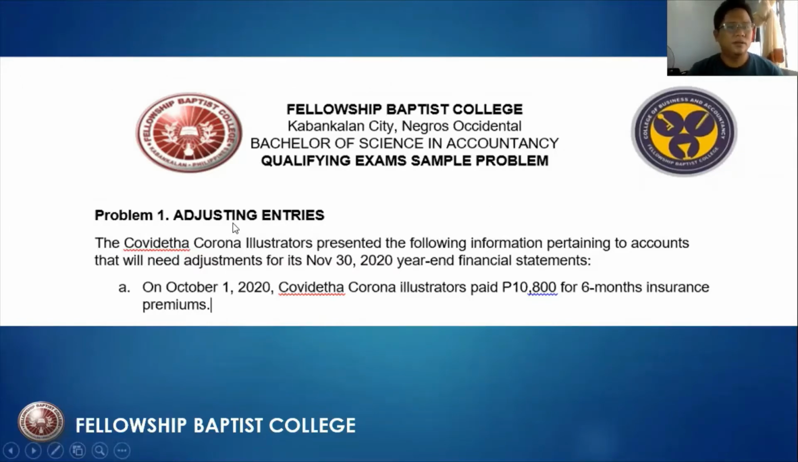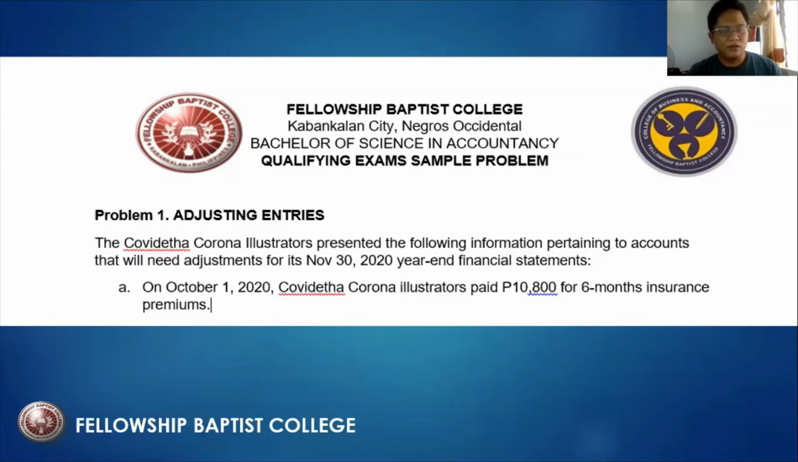entries. So the Covidita Corona Illustrators presented the following information pertaining to accounts that will need adjustments. Take note, November 30, 2020 is the fiscal year end. Whether it is a fiscal or calendar year is crucial when we count how many expenses were already incurred or how much revenue was already earned. So here, our year end is November 30. Please take note of that.